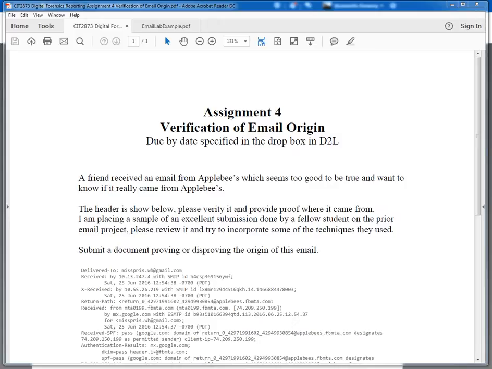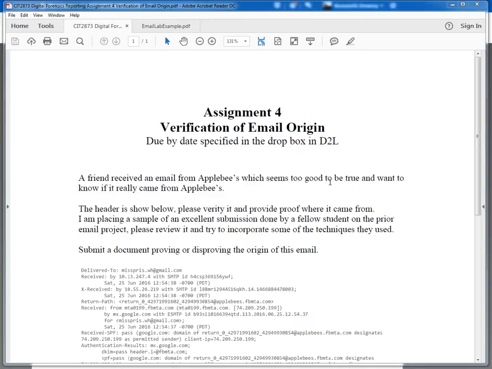All right, for this next assignment, it's kind of an assignment you've already done. I think it was assignment two. But a lot of you had issues doing it, and I'm feeling you don't understand it or something. So it's kind of a redo of it. But in this case, like I said, our friend received an email from Applebee's, which seems too good to be true. Well, not really, but that's what we're going with.